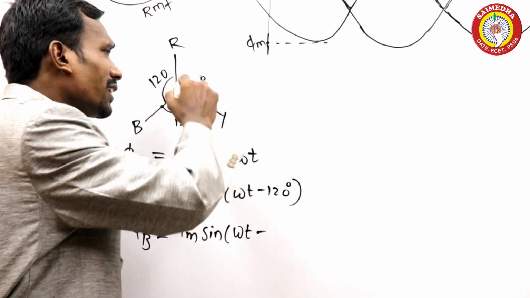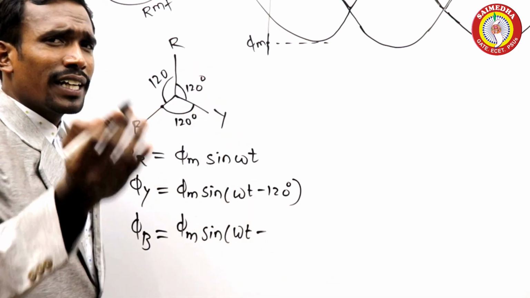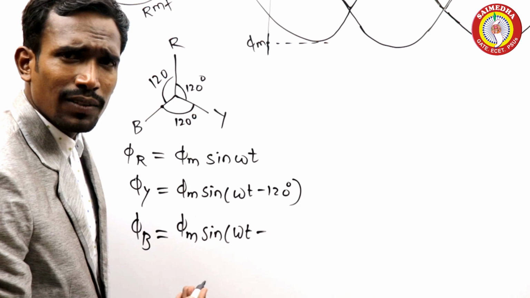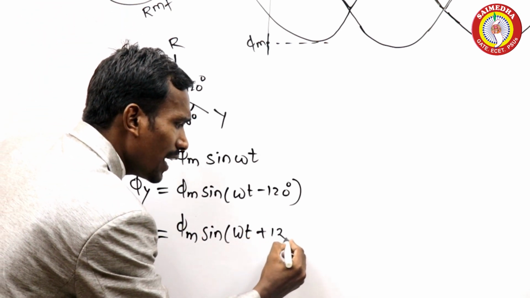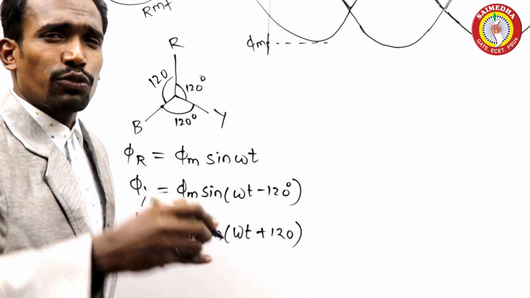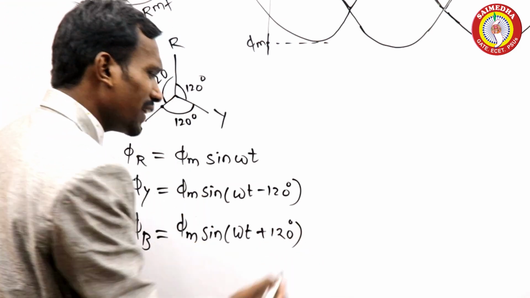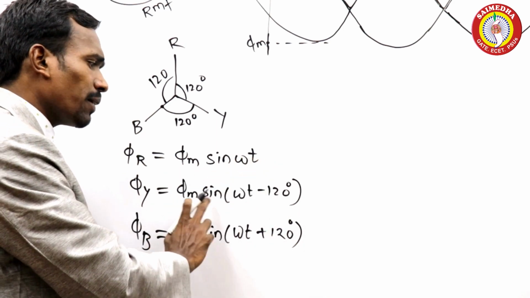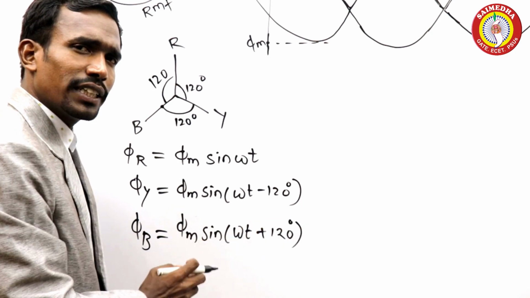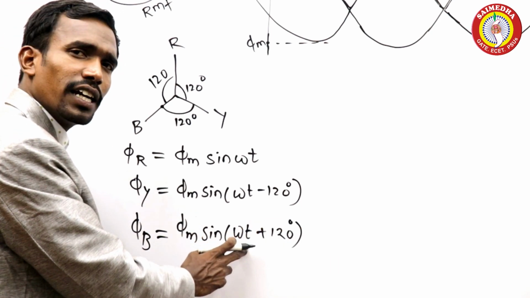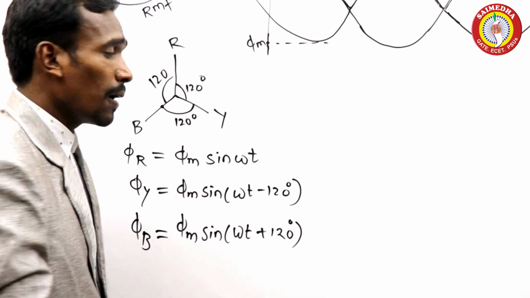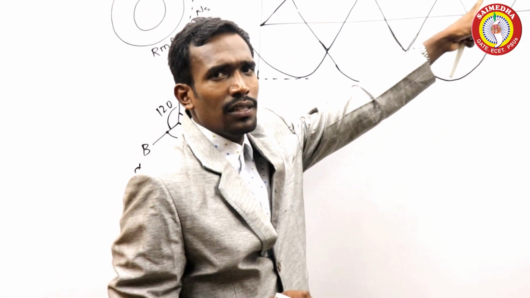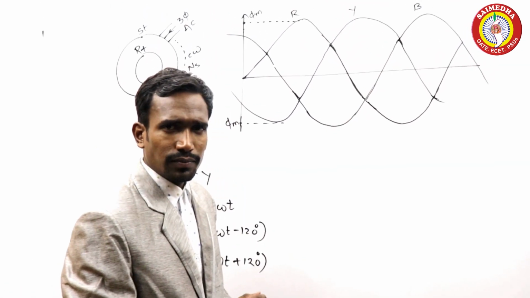Yes or no? Actually, this is 120 and this is 120, finally 240 degrees. But in the negative direction, this is also 120 degrees. That's why this can also be written as omega t plus 120 degrees. These are my three phases: phi R, phi Y and phi B. Phi m sine omega t, phi m sine (omega t minus 120 degrees), phi m sine (omega t minus 240 degrees, or plus 120 degrees). These are the three phases, R phase, Y phase and B phase.